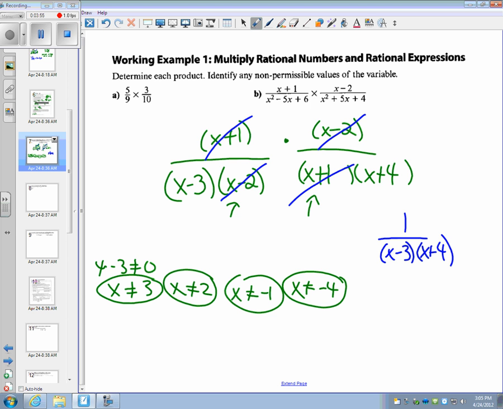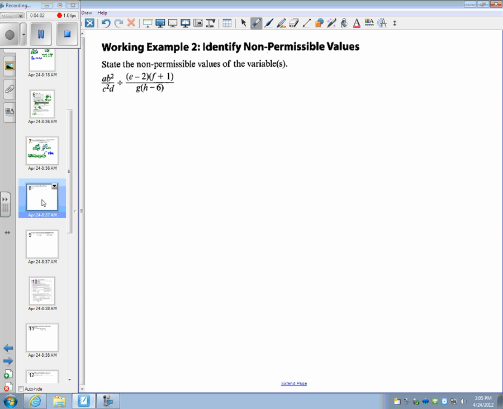Okay, that has been simplified. And afterwards, you would write those non-permissible values behind it. Next one, state all the non-permissible values of the variables. So we're looking at the denominators. Here's a denominator. So c could not be 0 and d could not be 0. Here's another one. G could not be 0 and h minus 6 couldn't be 0. So h could not be 6.